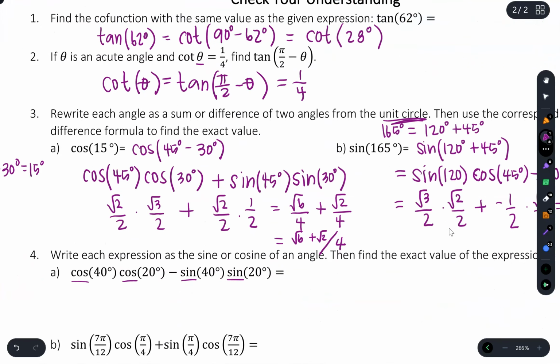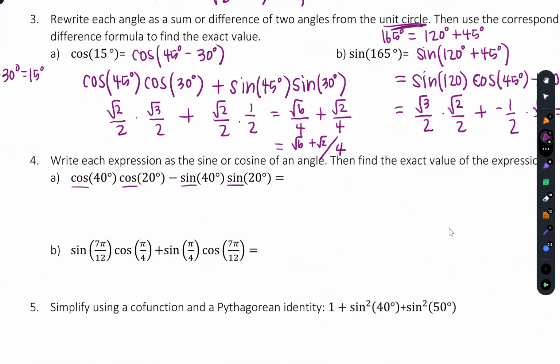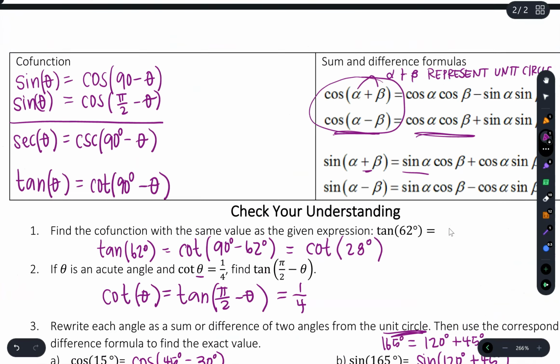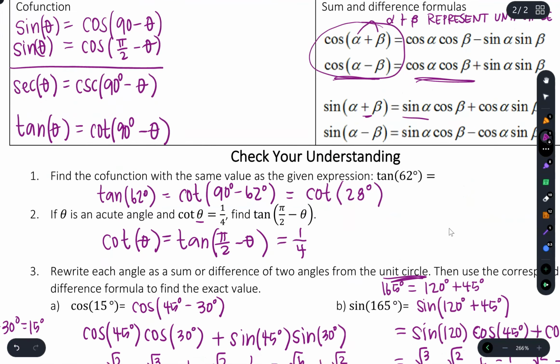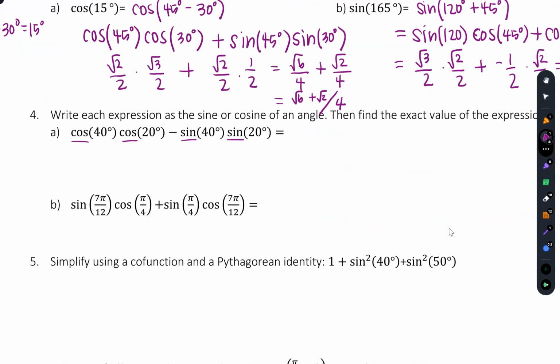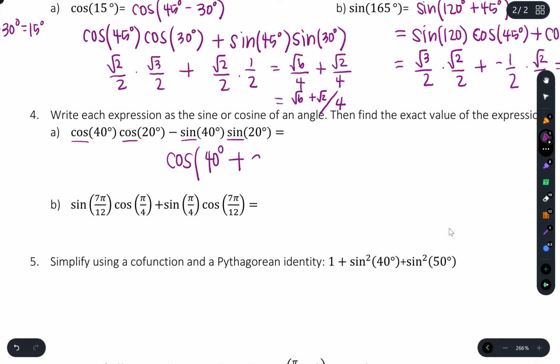So now I've got to figure out what is separating them. I have a minus sign separating them, so I can combine them by addition. So I'm going to put them back together. So that means that this is going to be the same thing as cosine of 40 degrees plus 20 degrees. So 40 plus 20 is a 60. So what is cosine of 60 degrees? So cosine of 60 degrees is a 1/2.